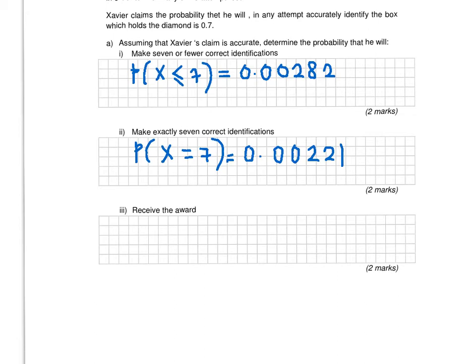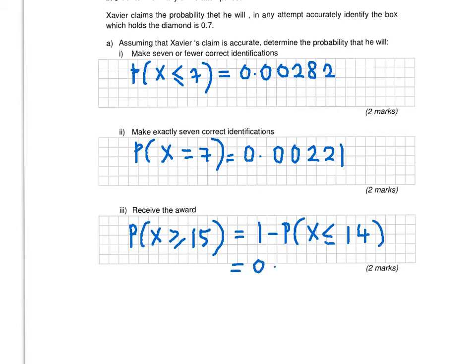And finally, we are to determine that Xavier received the award. Mathematical notation of this would thus be P(x ≥ 15). Calculating will be 1 minus P(x ≤ 14) as we're using binom CDF. We obtain the probability of 0.282.